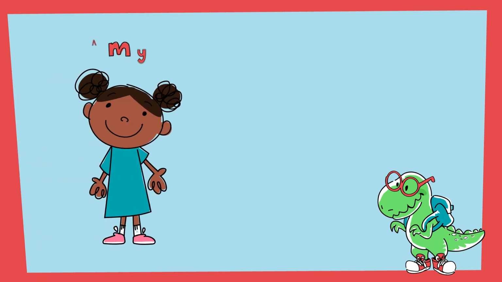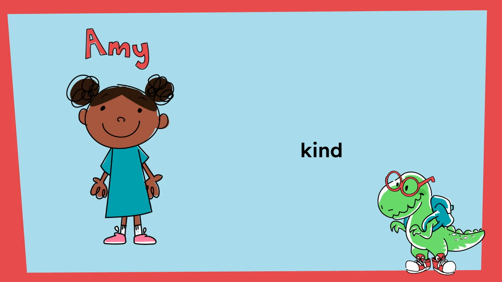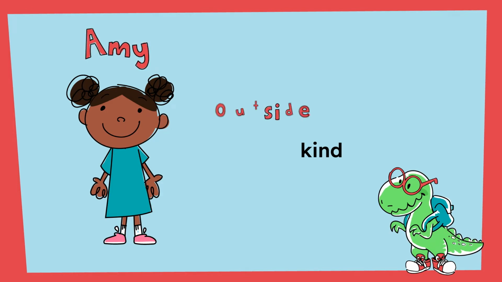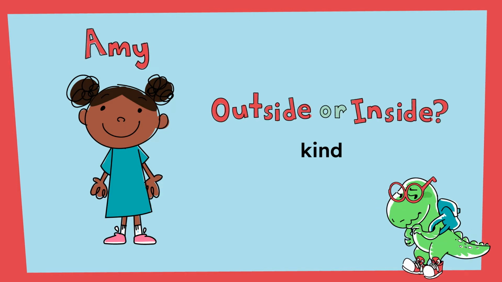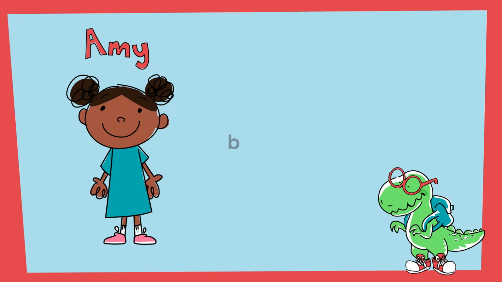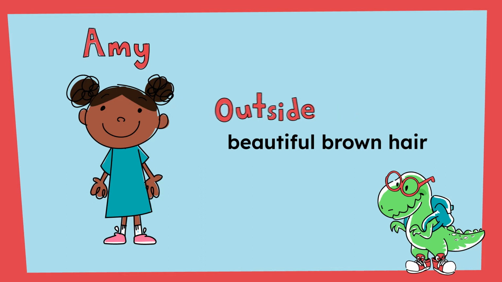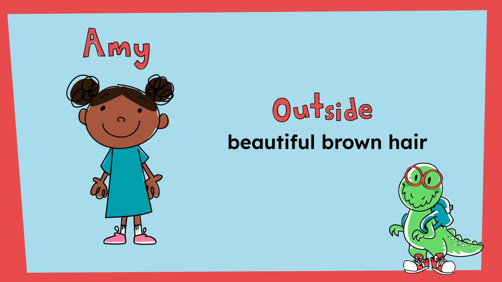This is my friend Amy. If I said that Amy is very kind, am I describing what she looks like on the outside or who she is on the inside? Right. I am describing who she is on the inside. What about if I said she has beautiful brown hair? Right again. I am describing what she looks like on the outside. Great, you guys totally understand the difference between outside and inside traits.